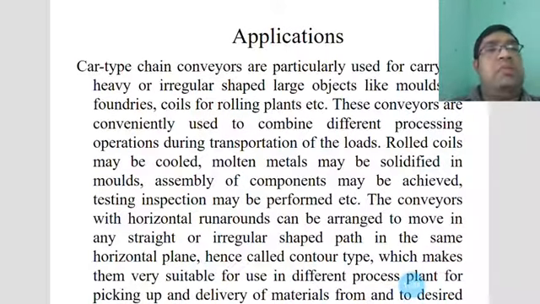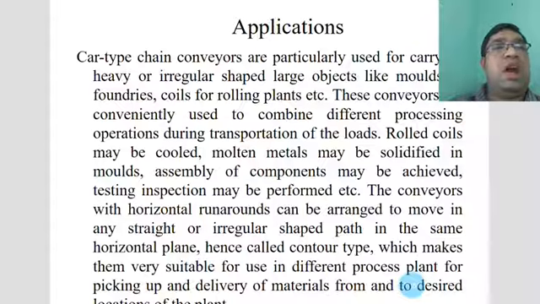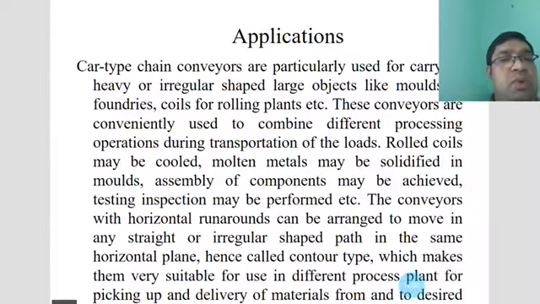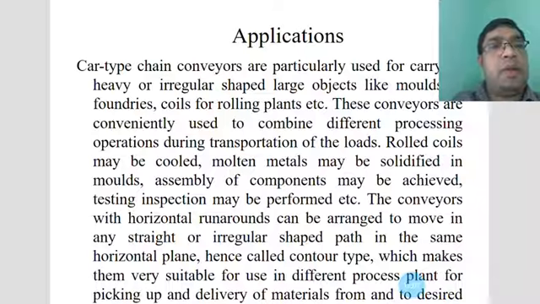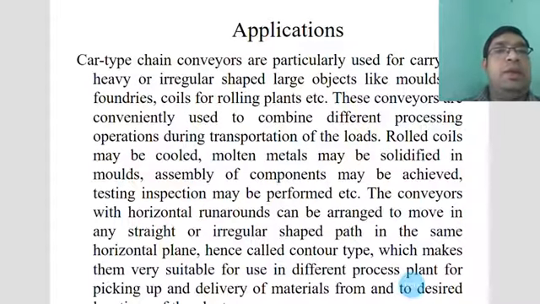For these places we have to use automatic conveyor procedures, just like the car type conveyor, as well as the belt conveyor, for the transfer of materials. They are used for carrying heavy or irregularly shaped large objects like molds in foundry applications, like casting procedures. They are also used for coils for rolling plants, and sometimes we have to send material to the rolling plants.